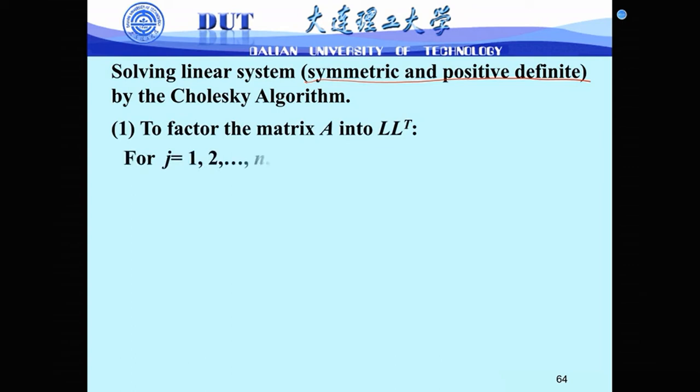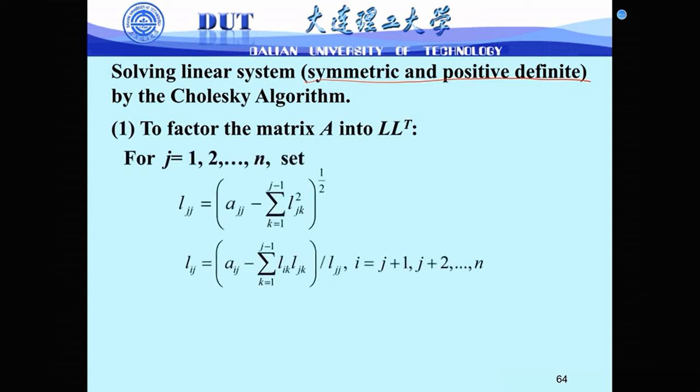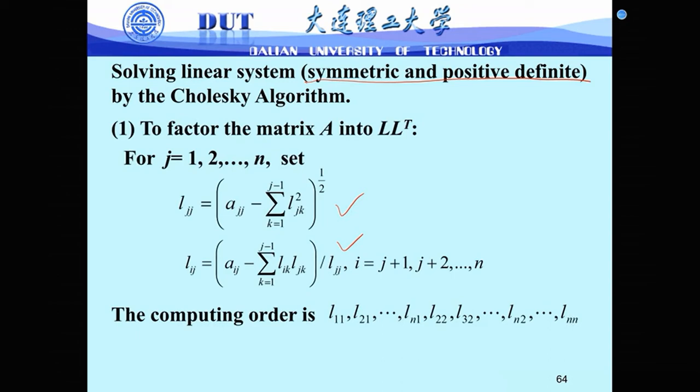Okay, let's compare. First step, we need to factor matrix A into L multiplied by L transpose. Now, we just use the two formulas. We can obtain the elements. It's okay for you? We just obtain the two formulas for the general case. Okay, now, the computing order. From the first column, L11, L21 to Ln1, to the second column, L22, L32 to Ln2, and so on to the last one. First column, second column, and so on.